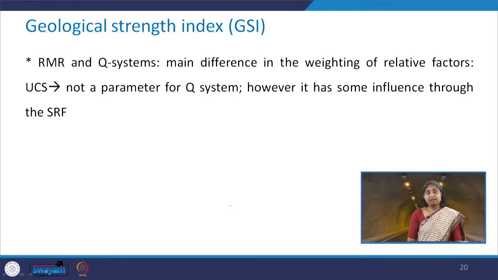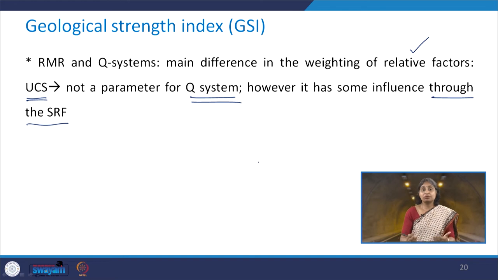The main difference is in the weighting of relative factors. For example, UCS is not a parameter for the Q system, however, it has some influence through the SRF. So basically, we do not directly use the unconfined compressive strength in the Q system, but when we use the stress reduction factor, the influence of UCS comes in indirectly.